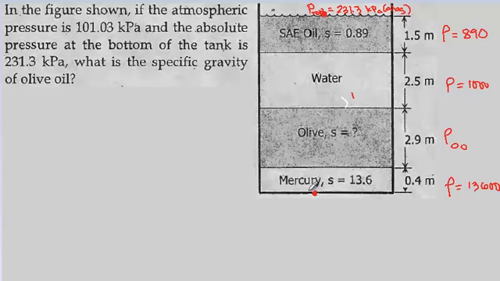At the bottom, at the very bottom of the mercury, we're given that the pressure P bottom is 231.3 kilopascal, absolute. Sorry, I made a mistake. The top should be 101.03 kilopascal.